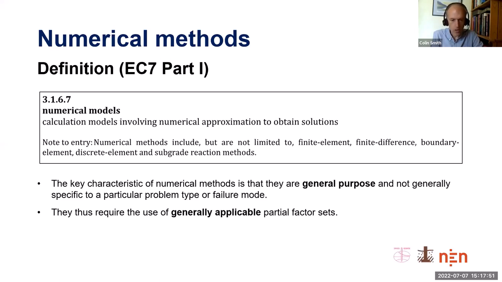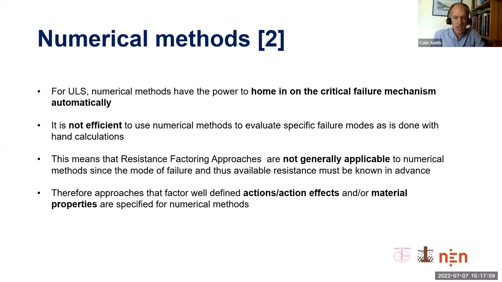And so they're going to work best with generally applicable partial factor sets. The other key advantage is they have the power to home in on the critical failure mechanism automatically. And so it's not generally efficient to use numerical methods to evaluate a specific failure mode, as we often do with hand calculations. And thus it means that resistance factoring approaches are not generally applicable to numerical methods, since the mode of failure and thus the available resistance must be known in advance. So that doesn't really use the full power of numerical methods.